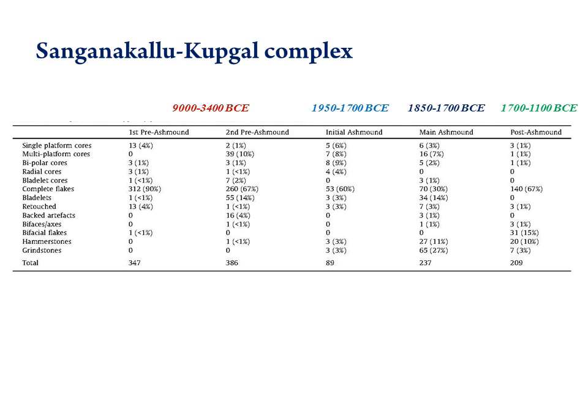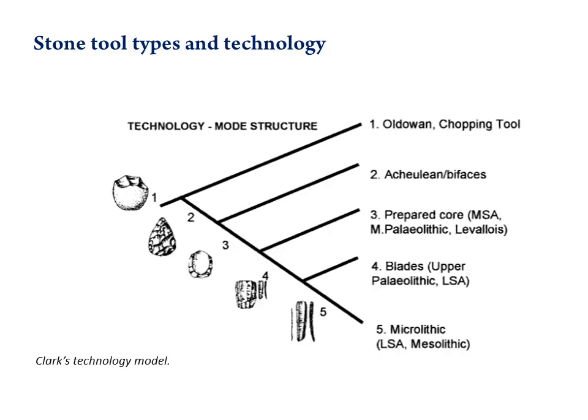So 1700 to 1100 BCE is the post ashmound formation, and this is the time period where the workshop sites in Sanganakallu and Kupgal reached their zenith, and 1100 BCE to 1200 BCE is the transformation period from Neolithic to the plates.